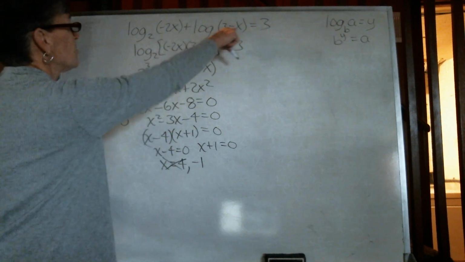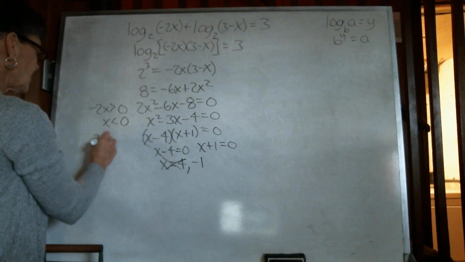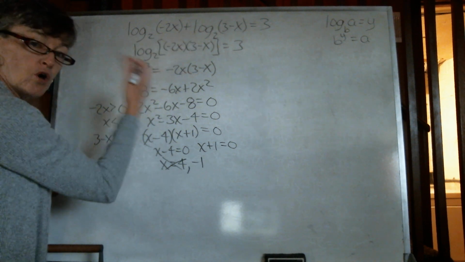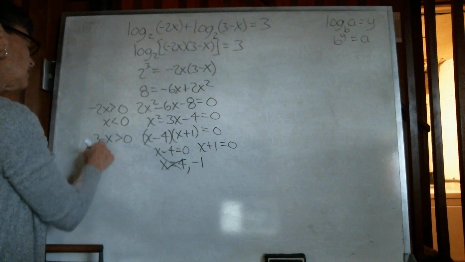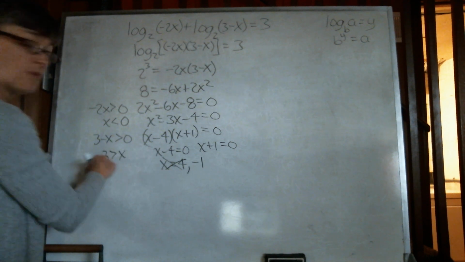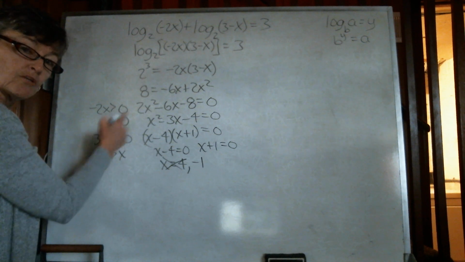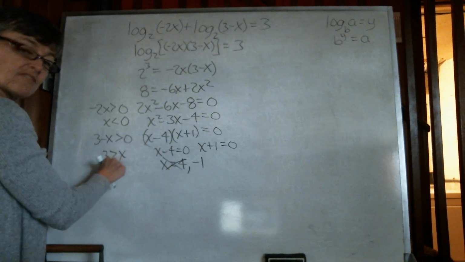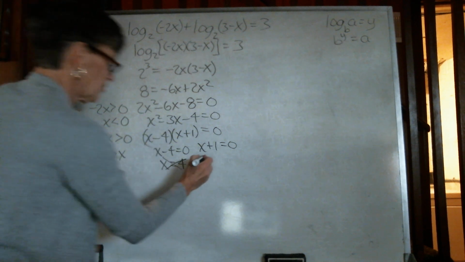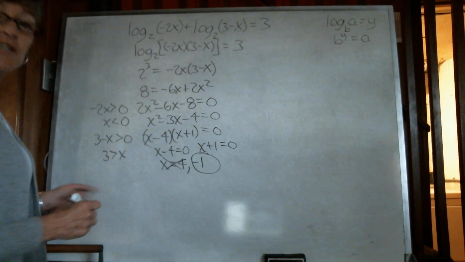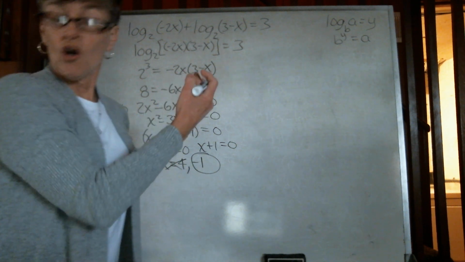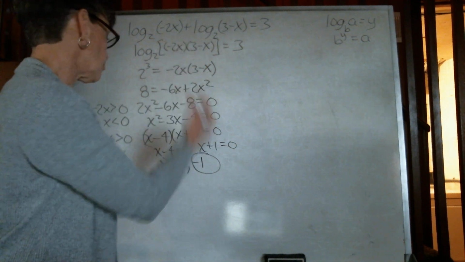All right, well, let's go to this statement. 3 minus x also has to be greater than 0. The argument of your log always has to be greater than 0. So if I move the x over here, then I get this statement. And remember, you always read an inequality starting with the variable. So this is x is less than 3. Well, negative 1 is less than 3, so we're good. So negative 1 is my answer. It does satisfy the domain, it's in the domain.